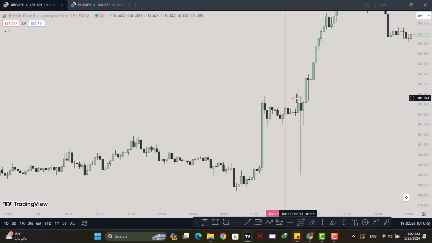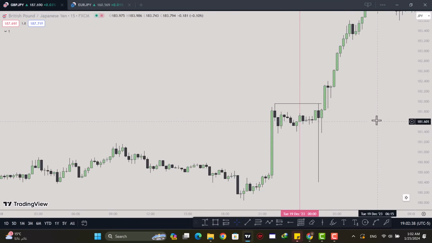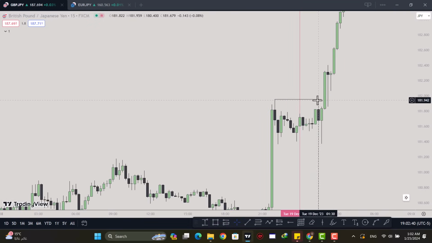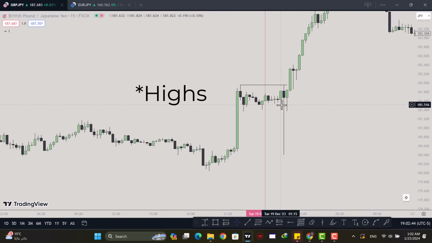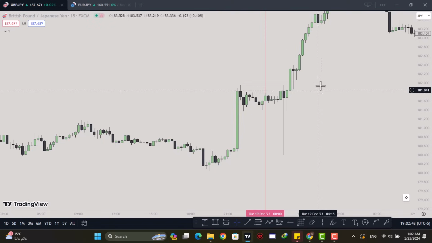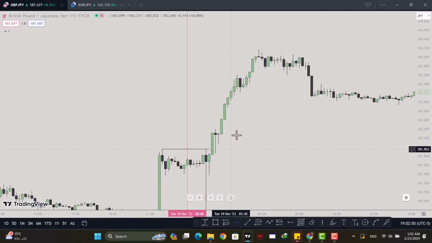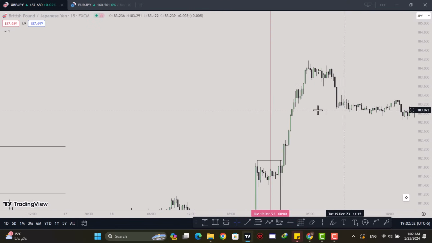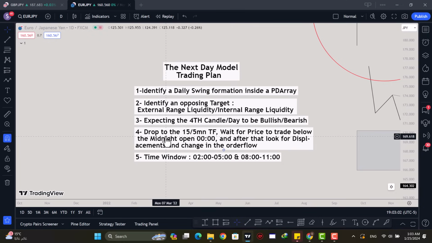So this is a very good indication that our bias is wrong, all right? You can see that we also left these equal lows, right? We have these equal lows on the upside. So this is a high probability draw to the downside, and this is going to be a bullish day. And that is exactly what happened. This is a bullish day. So the final criteria wasn't met.